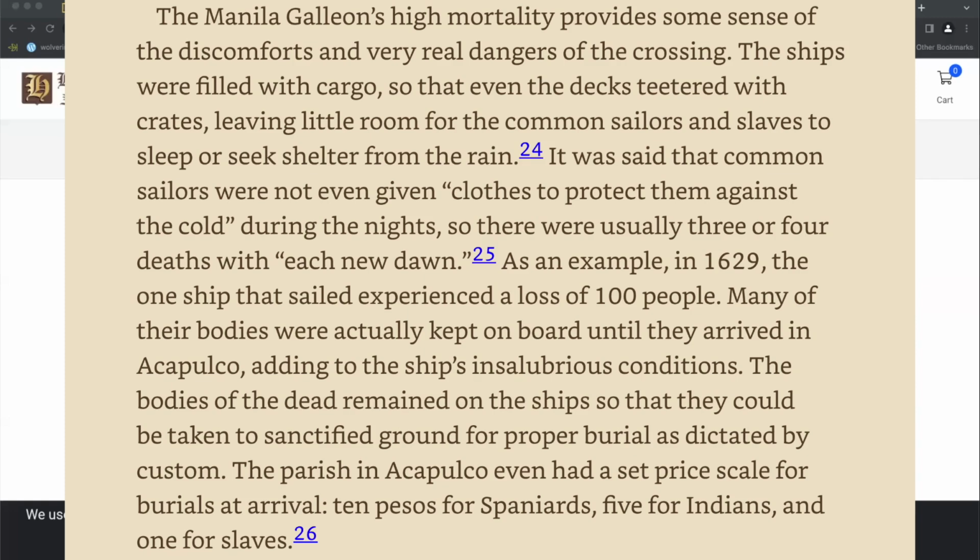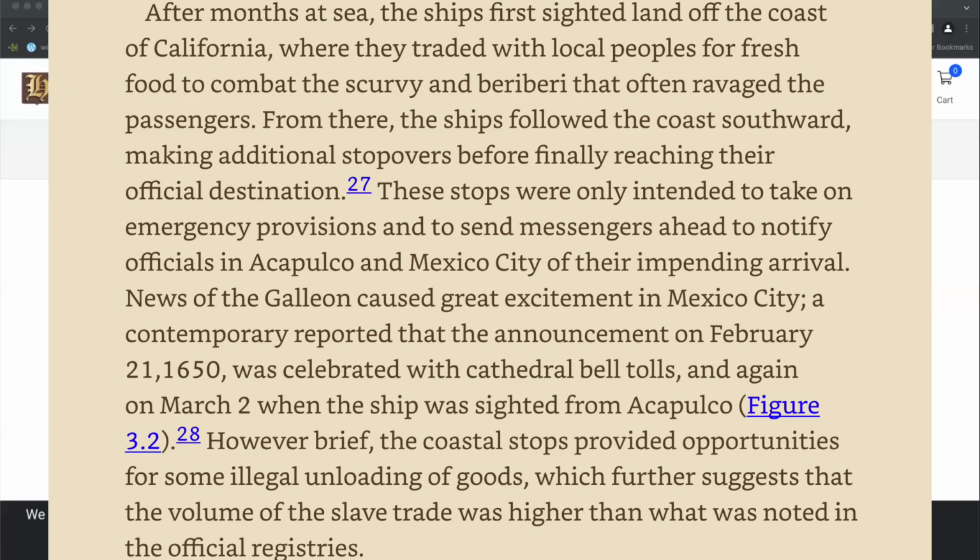Many of their bodies were actually kept on board until they arrived in Acapulco, adding to the ship's insalubrious conditions. The bodies of the dead remained on the ship so that they could be taken to sanctified ground for proper burial as dictated by custom. The parish in Acapulco even had a set price scale for burials at arrival, 10 pesos for Spaniards, 5 for Indians, and 1 for slaves.